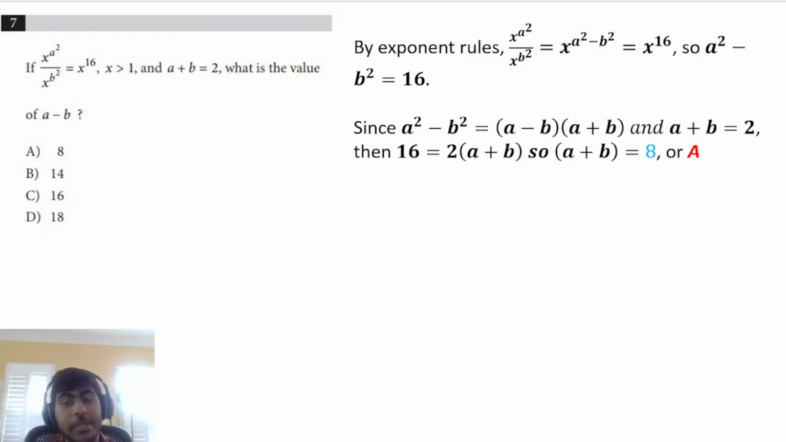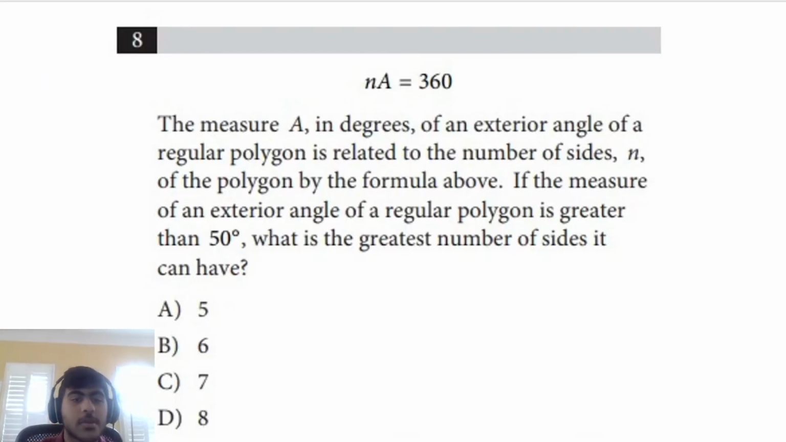Since a squared minus b squared equals (a minus b) times (a plus b), that's the difference of squares. You should know that one. I'd try to memorize it. It's very important. And then since a plus b is 2, that means that 16 equals 2 times (a minus b), so a minus b equals 8, or answer choice A. Let's keep going. Question number 8.